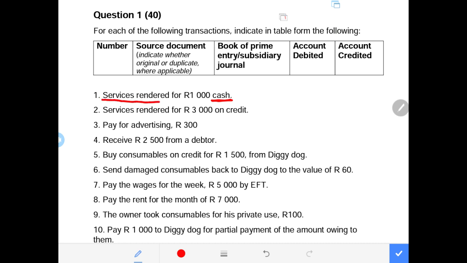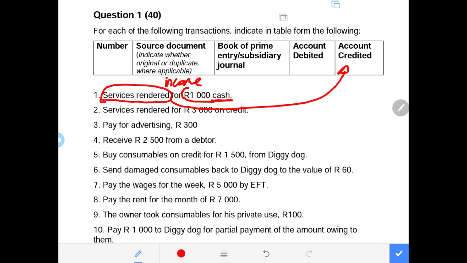We rendered services, and we know that services rendered is income. Incomes increase on the credit side all the time. So that means we already know that income, which is services rendered income, will be increasing on the credit side. That means the account to be credited will be services rendered income.